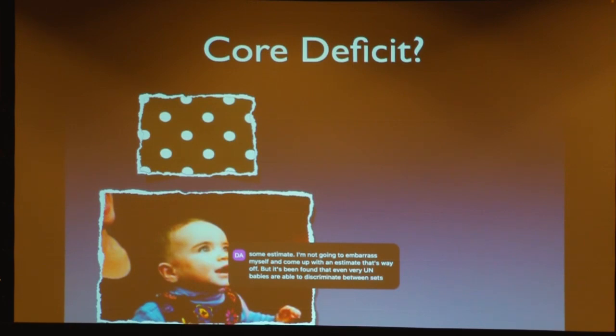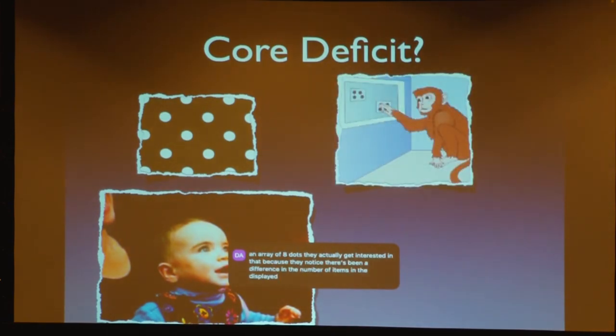So if you show a 6-month-old baby an array of 16 dots a lot of times, eventually they get bored and they look away. And then you present them with an array of 8 dots, they actually get interested in that because they notice there's been a difference in the number of items in the display. And we also know that we share this basic sensitivity to number with other species. So non-human primates have been shown to be able to discriminate between set sizes.